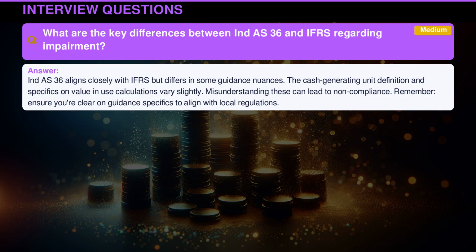Indian Accounting Standard 36 aligns closely with international financial reporting standards but differs in some guidance nuances. The cash-generating unit definition and specifics on value in use calculations vary slightly. Misunderstanding these can lead to non-compliance. Remember, ensure you're clear on guidance specifics to align with local regulations.